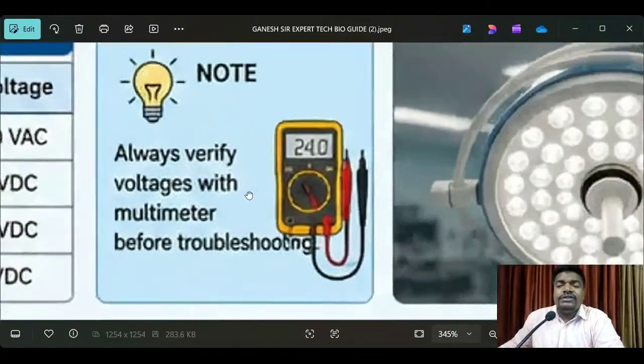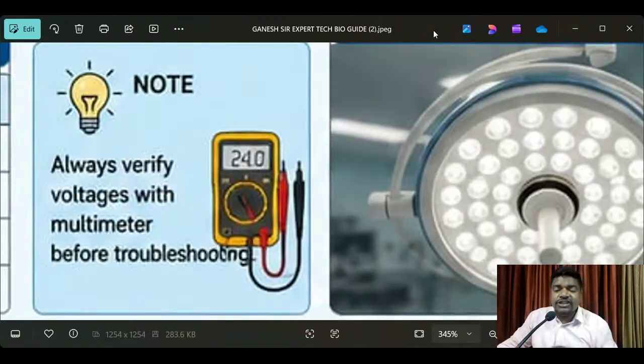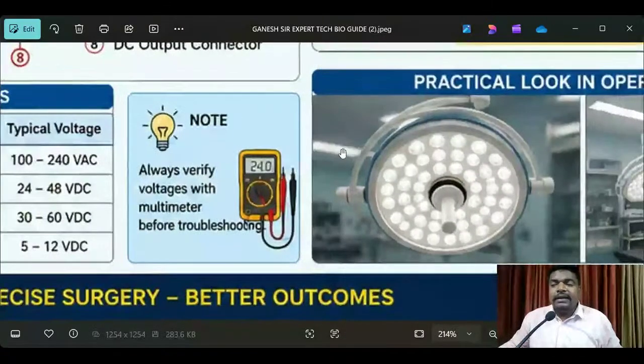And a note I want to give you: this whole explanation I'm giving as a biomedical engineer. Don't try to get into trouble, try to follow in a practical, very friendly way. I'm giving explanation and everything, so try to catch my points professionally. Always verify voltages with a multimeter before troubleshooting. Very important. Whenever you get a complaint, you have to keep a multimeter with you. Every biomedical engineer must keep a multimeter, it is very important, my dear engineers.